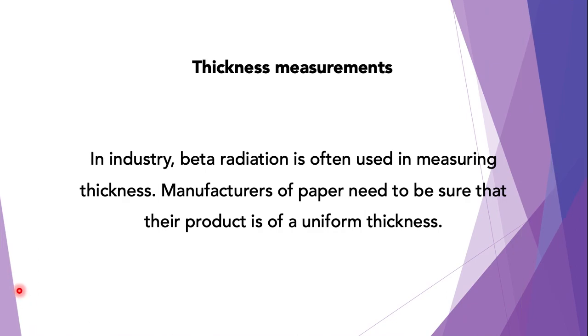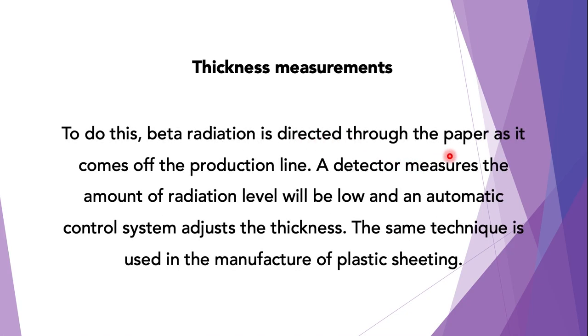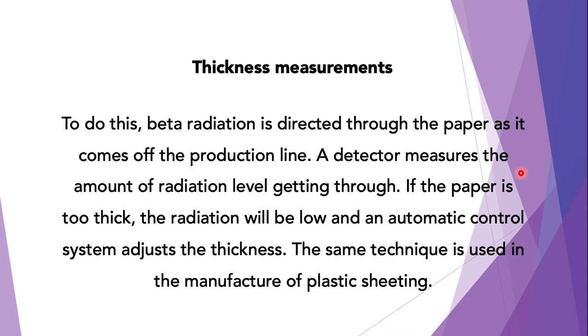In industry, beta radiation is often used in measuring thickness. Manufacturers of paper need to be sure that their product is of uniform thickness. To do this, beta radiation is directed through the paper as it comes off the production line. A detector then measures the amount of radiation getting through the paper. If the paper is too thick, the radiation will be low and an automatic control system adjusts the thickness. The same technique is used in the manufacture of plastic sheeting.